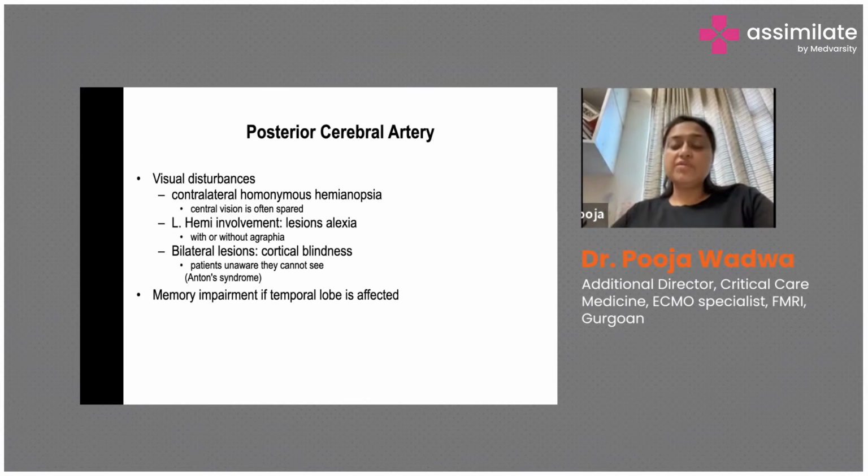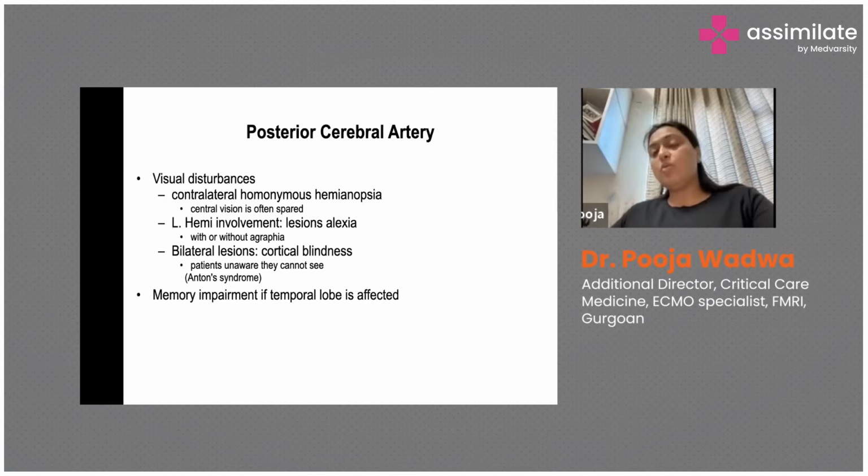Now, coming to PCA, which is the posterior cerebral artery, it will mostly cause visual disturbances. So, it will cause contralateral homonymous hemianopia, in which central vision will be spared. If there is left hemisphere involvement, then there will be alexia. If there are bilateral lesions, then there will be cortical blindness. So patients are unaware that they cannot see, which is also known as Anton's syndrome. Memory impairment will be there only if the temporal lobe is affected. Next.